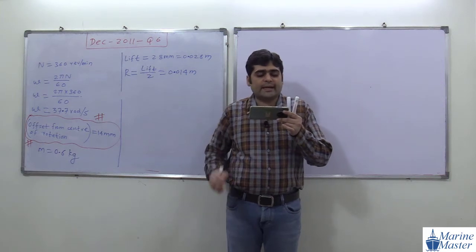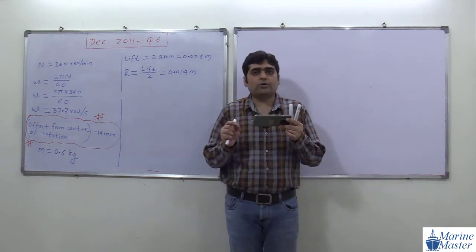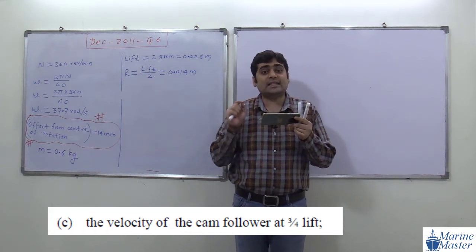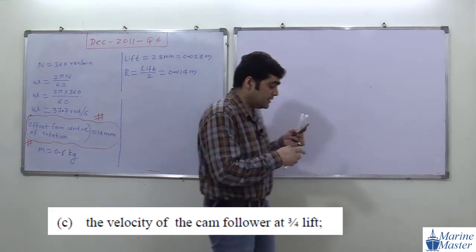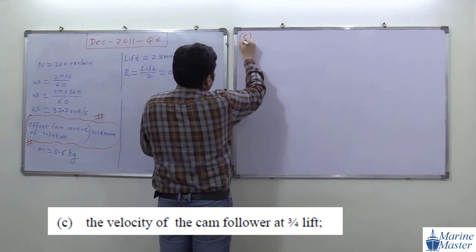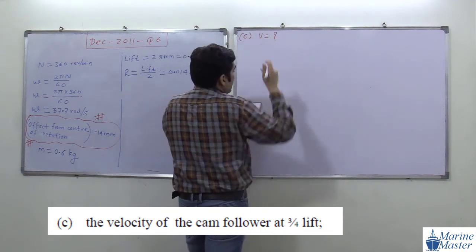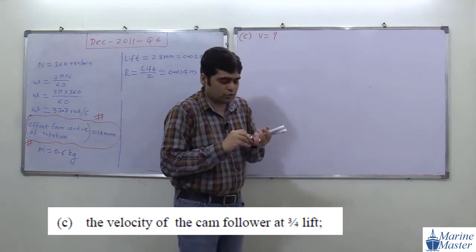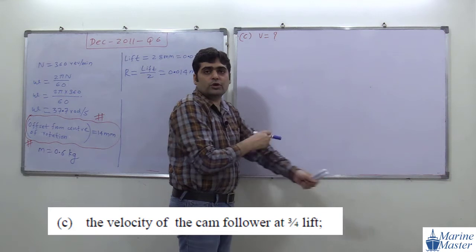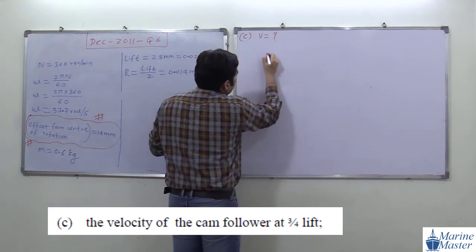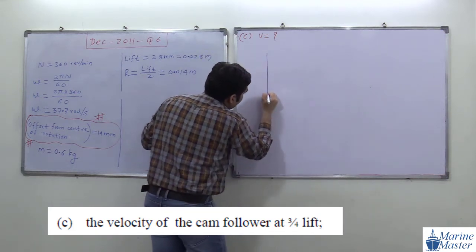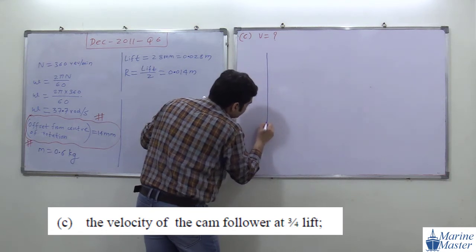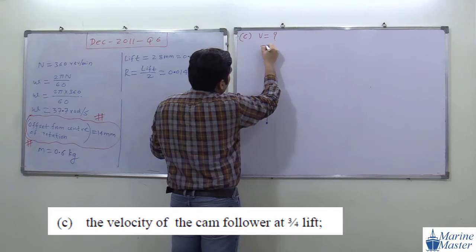Now, what is our target in C part? We have to find out the velocity of the cam follower at 3/4 of the lift. See the wordings here. I am going to tell you the meaning of 3/4 of the lift. So first of all we are going to draw our basic drawing, our line diagram. Very important discussion. So this is our top end.